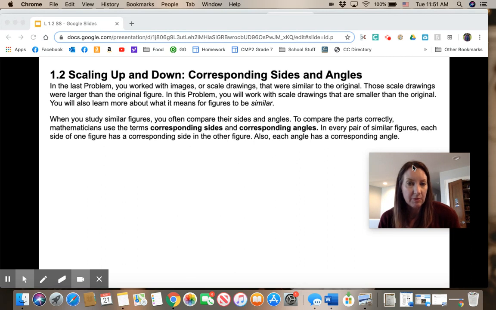When you study similar figures, you often compare their sides and angles. To compare the parts correctly, mathematicians use the terms corresponding sides and corresponding angles. In every pair of similar figures, each side of one figure has a corresponding side to the other figure. Also, each angle has a corresponding angle. So corresponding would mean the ones that go together.